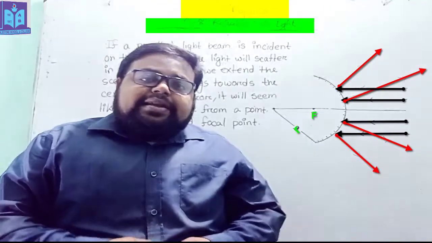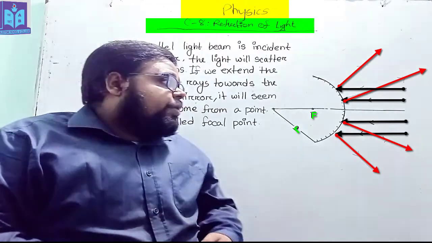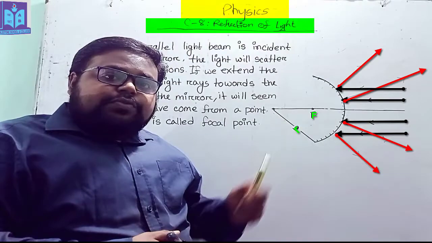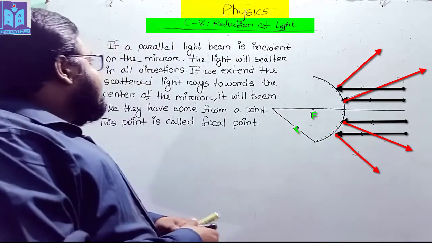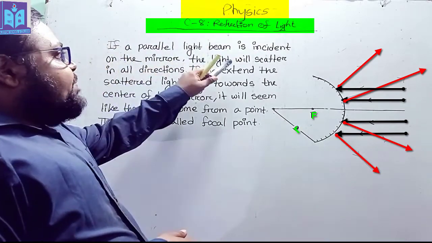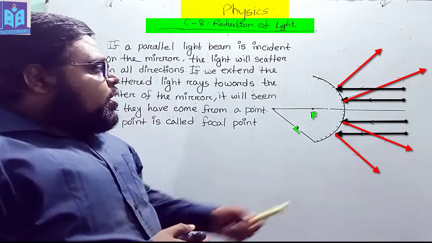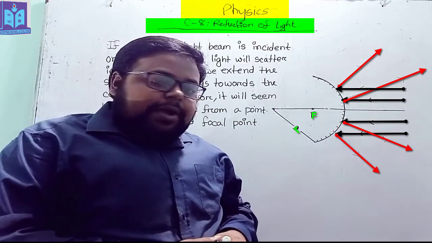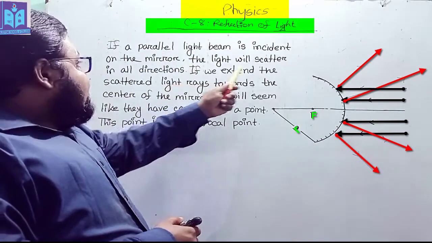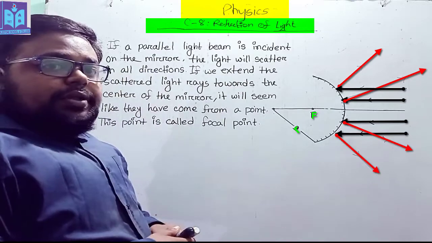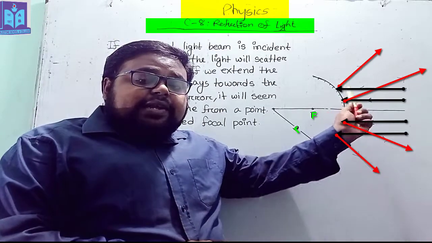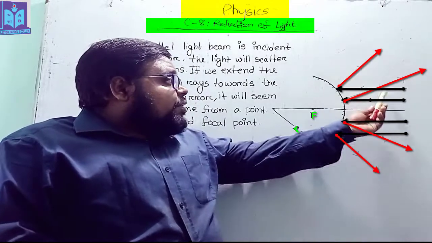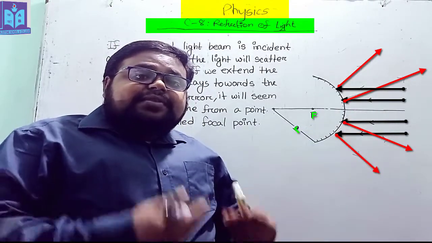Okay, so my dear student, now I will show you how the light will reflect on a convex mirror. Here you can see that if a parallel light beam is incident on the mirror, all the black lines are the incident light rays. The light will be scattered in all the directions. That means the reflected light will be scattered in all directions. Here all the red lines are indicating the reflected light.